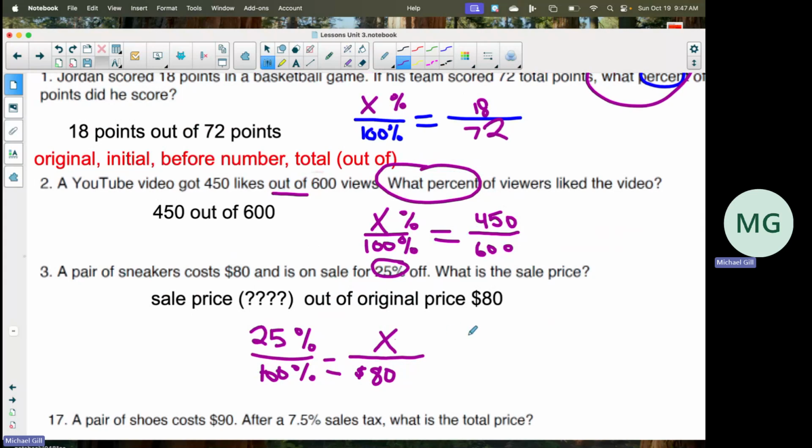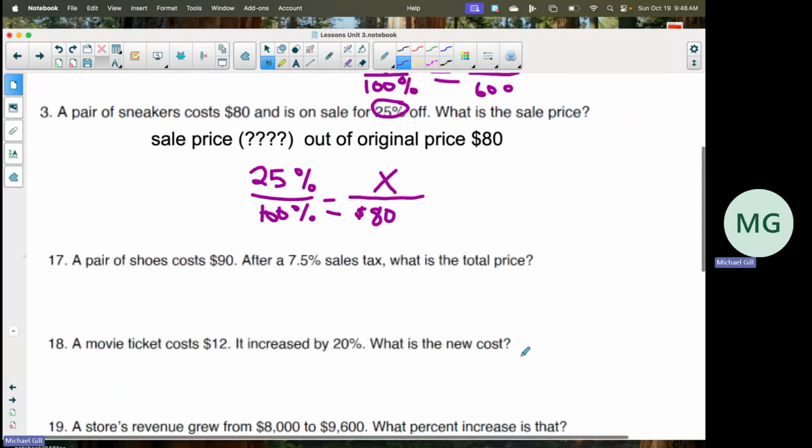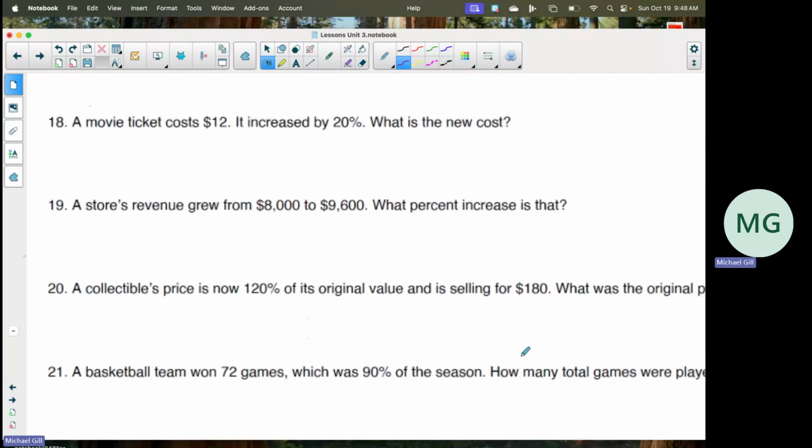The trick on this one, though, is we are actually solving right here for the discount, not the sale price. So once they solve for the discount, because this is the discount, 25% off, they have to subtract that from 80. So the answer winds up being 60 for the actual answer. Here's another one. This is probably the last one I'm going to do.